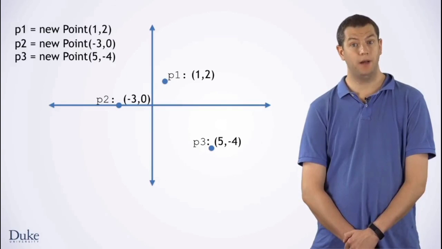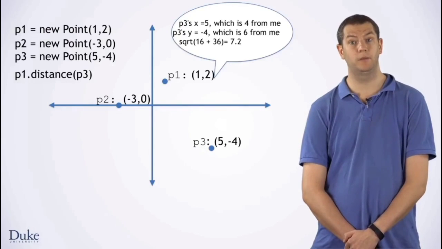Once you have some objects, you can invoke methods on them, such as p1.distance(p3), which you can think of as asking p1 to compute the distance to p3. That is, you can think of this line of code as saying, p1, go figure out how far you are from p3. You can think of the code that executes for this method call as logically belonging to the p1 object.